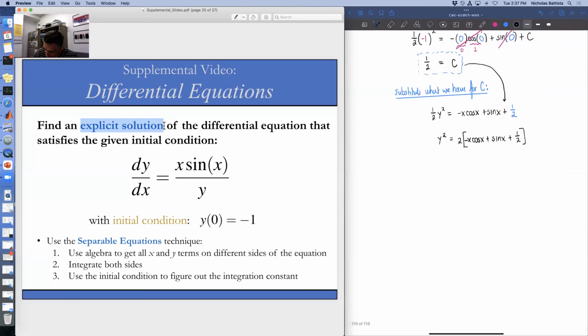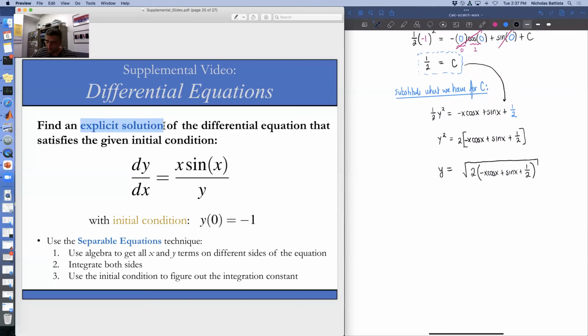Next, we can take the square root of both sides to just get y by itself on the left. So we get y by itself on the left after we do a square root on both sides. So we have underneath the square root a 2 times minus x cosine of x plus sine of x plus 1/2. All of that is still underneath the square root.